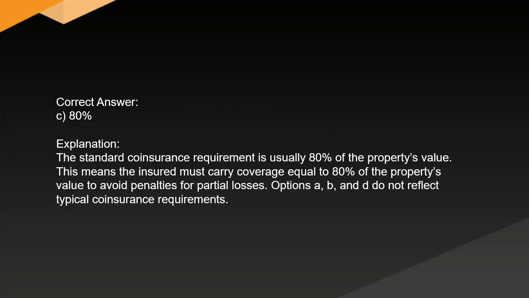Correct answer. C. 80%. Explanation. The standard coinsurance requirement is usually 80% of the property's value. This means the insured must carry coverage equal to 80% of the property's value to avoid penalties for partial losses. Options A, B, and D do not reflect typical coinsurance requirements.